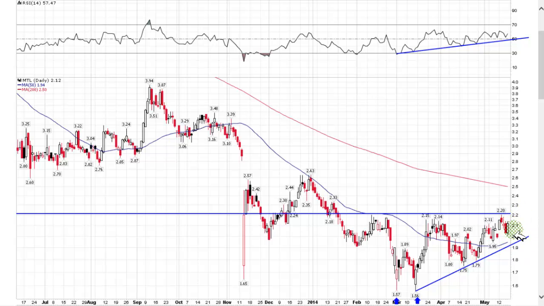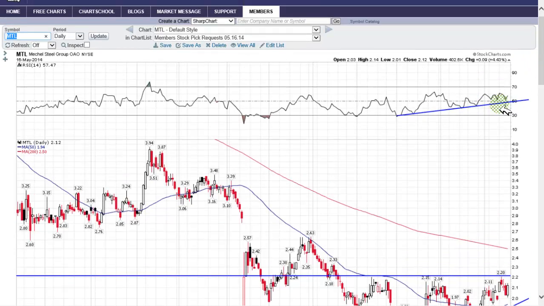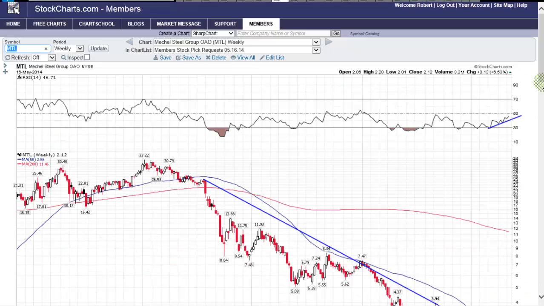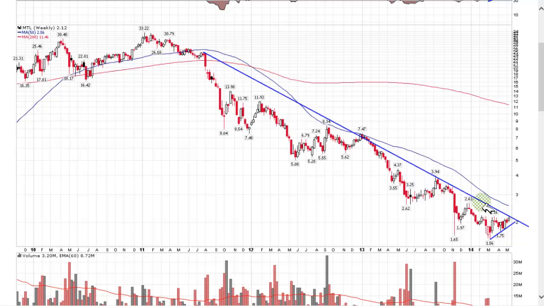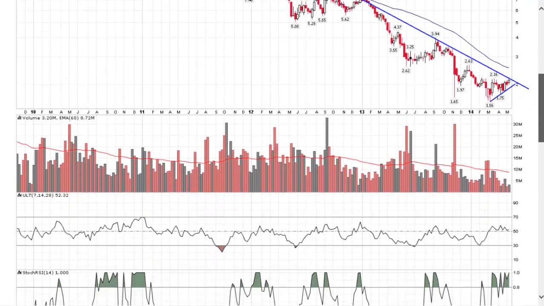I would be a buyer on a pullback to that level. You could be a buyer on Monday with a rally up to 220, but then you have to expect resistance or sellers up there. I wouldn't make that trade. I would be a buyer on a breakout and a close above $2.20. Good uptrend on the RSI. On the weekly chart, we still haven't broken out yet above the upper band. I would wait for a breakout and a close above the upper band on a weekly chart, and then I would begin to accumulate shares.